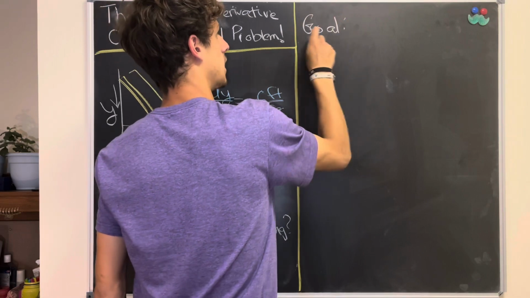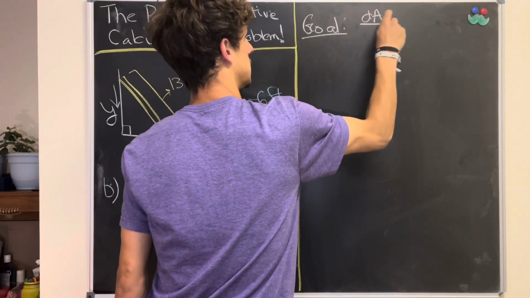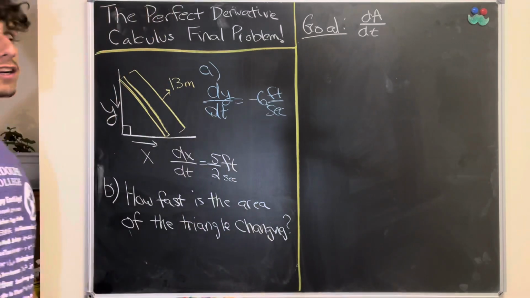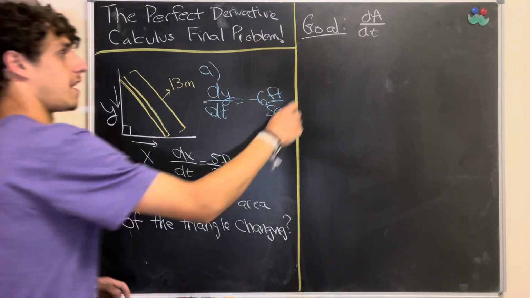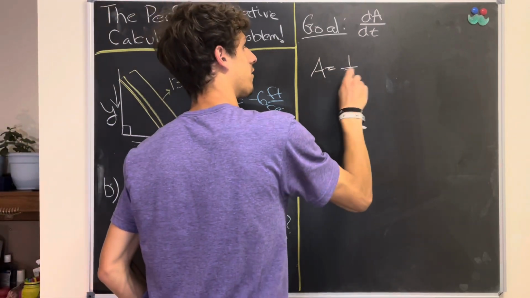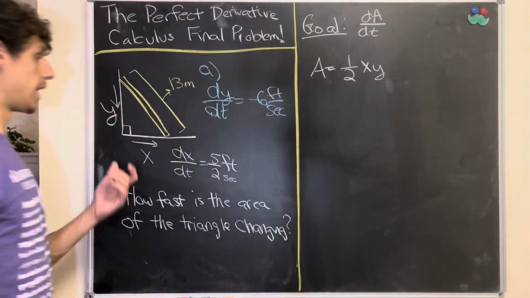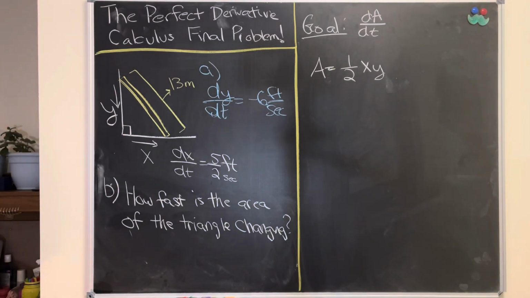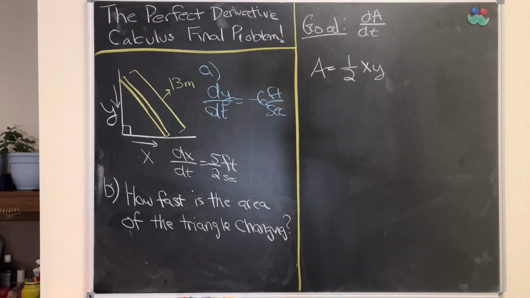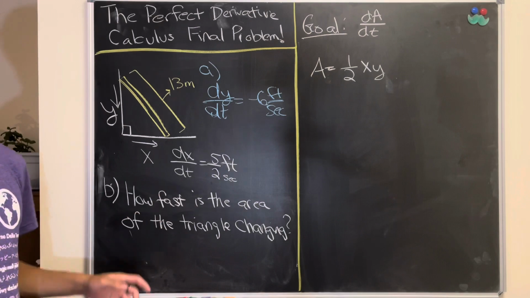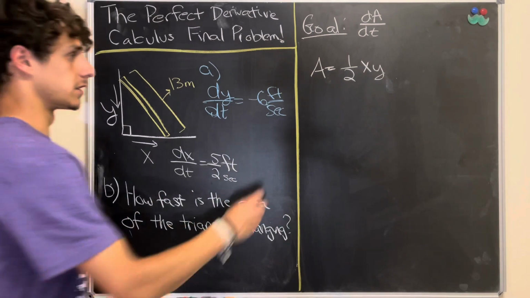Our goal here is to find dA over dt. So how fast is the area changing with regards to time? But our area can be defined as 1/2 x times y, where x is the base of our triangle and y is the height. And while we could solve for the area at x equals 12 and y equals 5, we don't really need to do that here because we're looking for dA over dt. And when we take the derivative of this whole thing, which we'll do in a second, we'll find that there are no A's involved. So let's go ahead and take this derivative now.